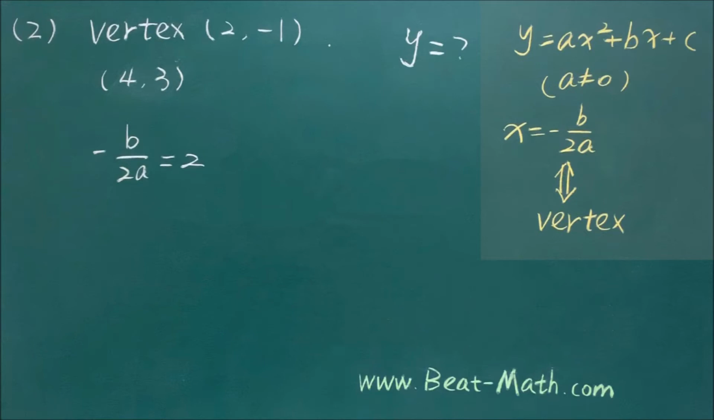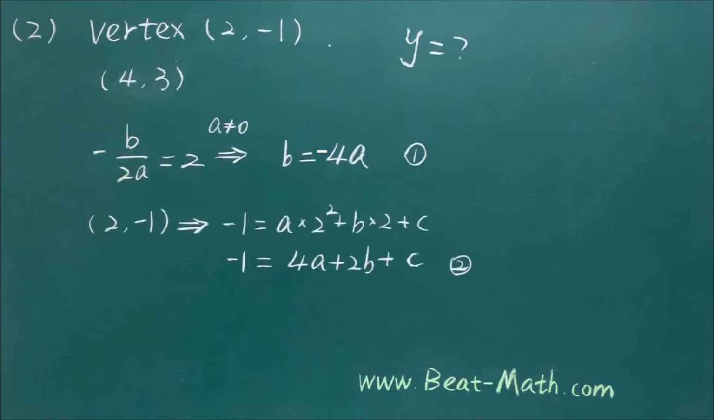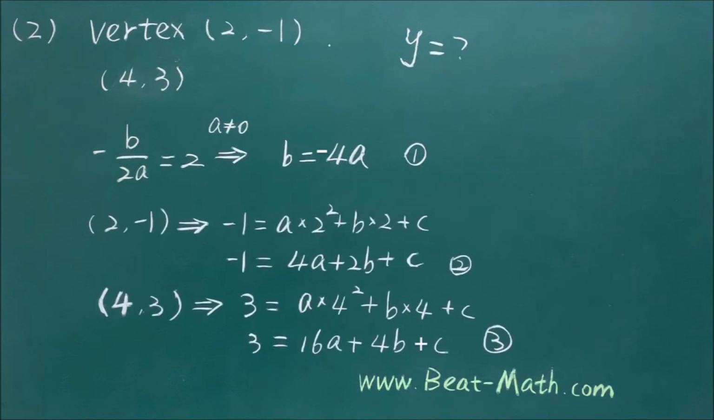Multiplying -2a on both sides, which can be simplified to b equals -4a, we then plug the coordinates of the points (2, -1) and (4, 3) into the function and get the equation system. Equation 1, b equals -4a. Equation 2, -1 equals 4a plus 2b plus c. And equation 3, 3 equals 16a plus 4b plus c.